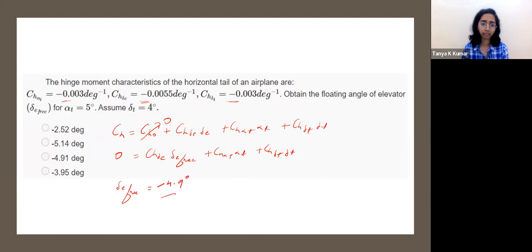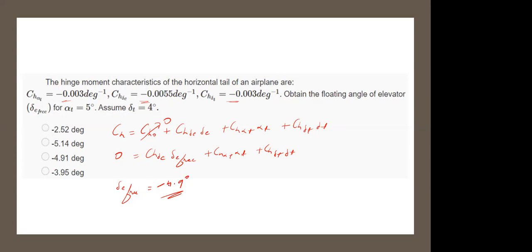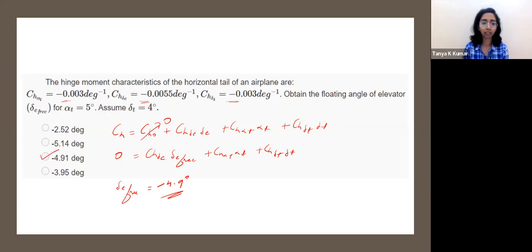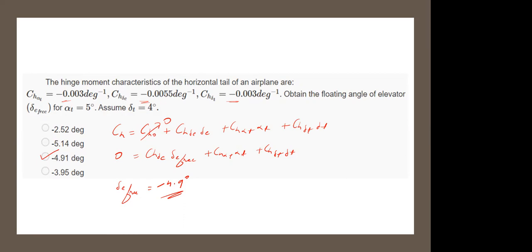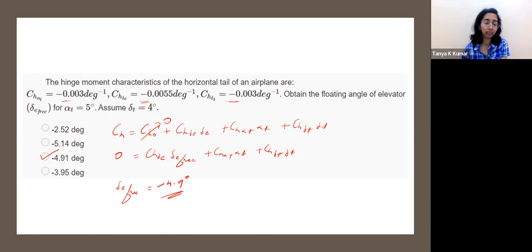Are all of you getting this? Yes, ma'am. So it's minus 0.49 degrees. So is the elevator floating down or up? Up, correct. So elevator floating up is negative and down is positive.